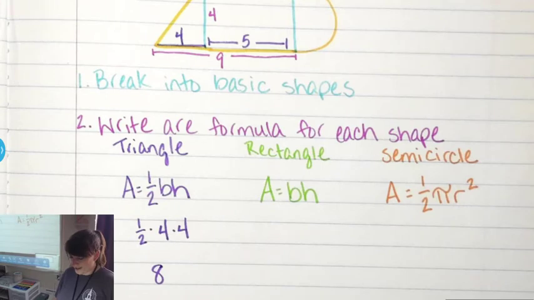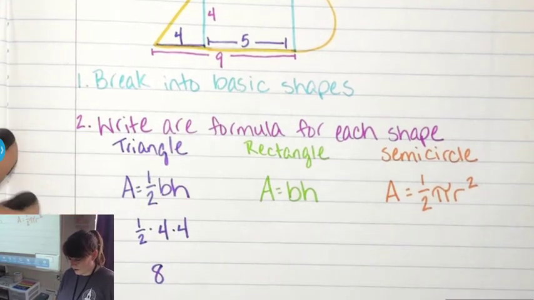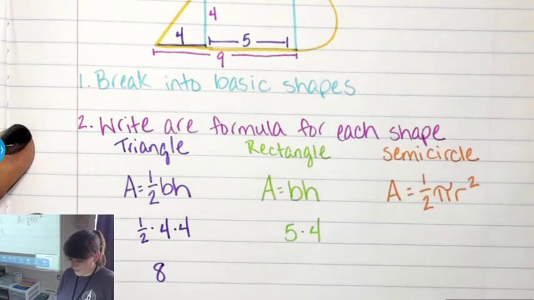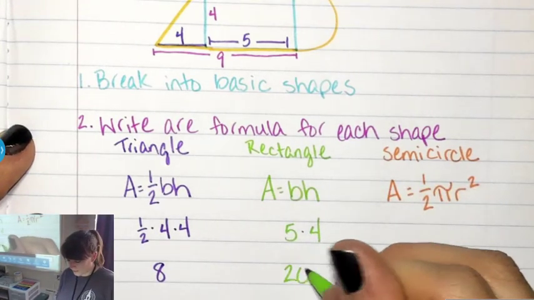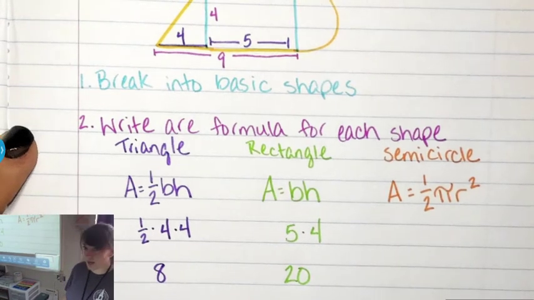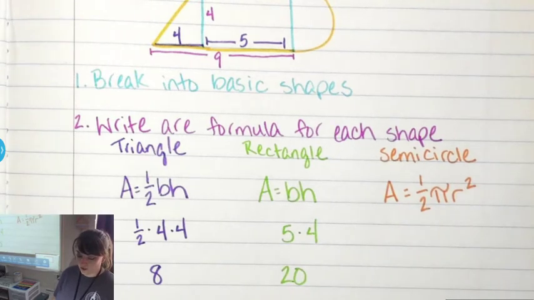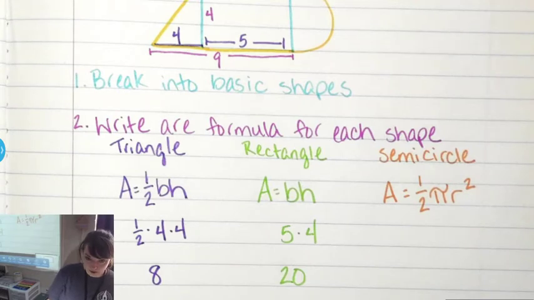Next shape, rectangle. What is the base of the rectangle? 5. What is the height of the rectangle? 4. 5 times 4, 20. That one's done. This is the one that takes some work. It really stinks when you get 2 out of the 3 and then you get it wrong because you messed up the circle. So be careful with the circle.